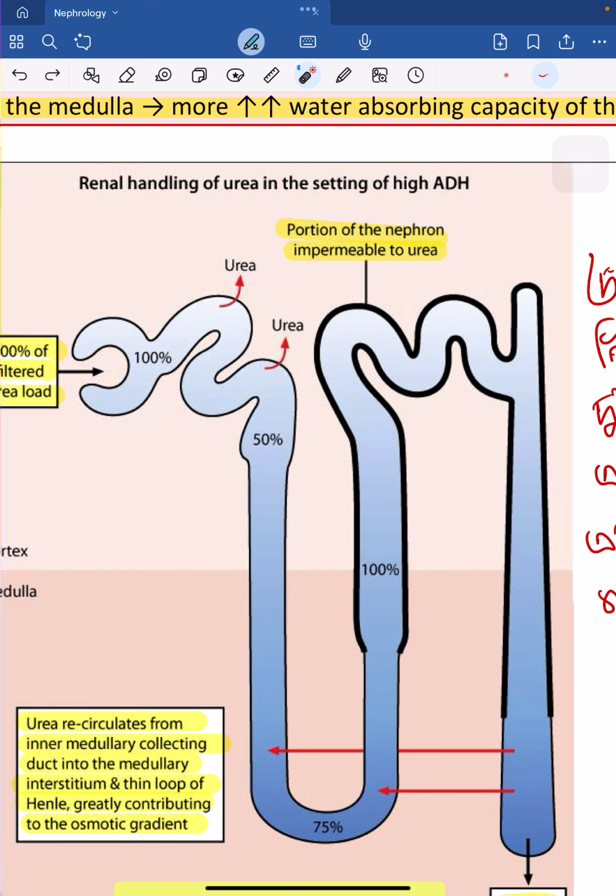You can see here urea recirculates from the inner medullary collecting duct into the medullary interstitium and thin loop of Henle. So first, urea goes from the medullary collecting duct to the medullary interstitium, and then to the loop of Henle, and thus it maintains a concentration gradient.